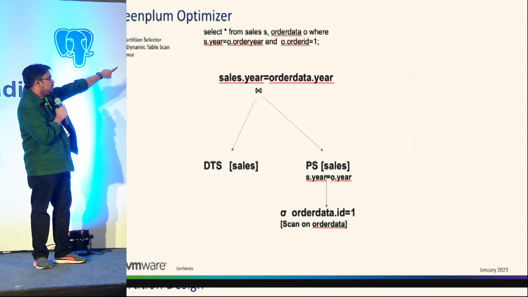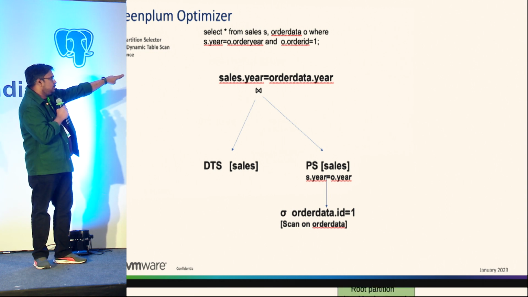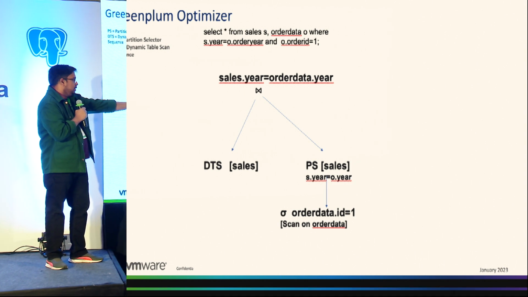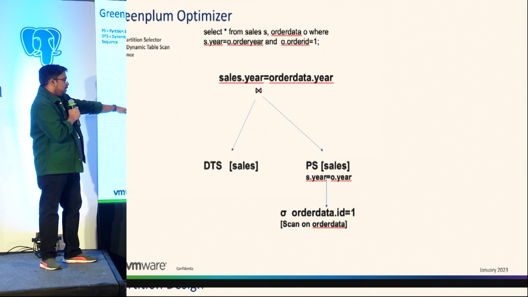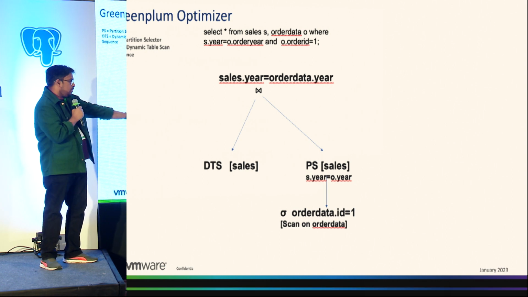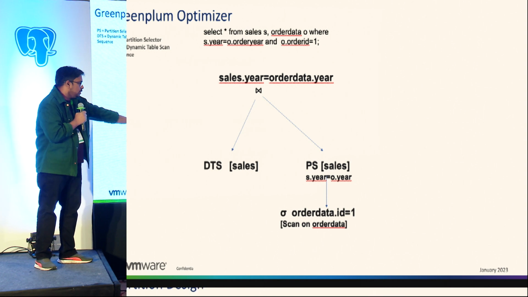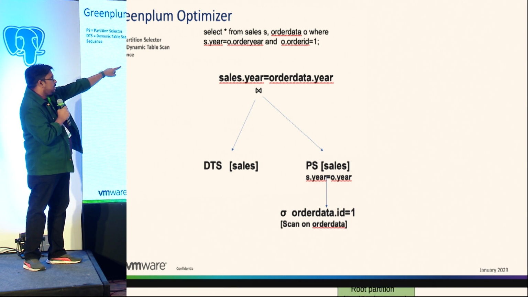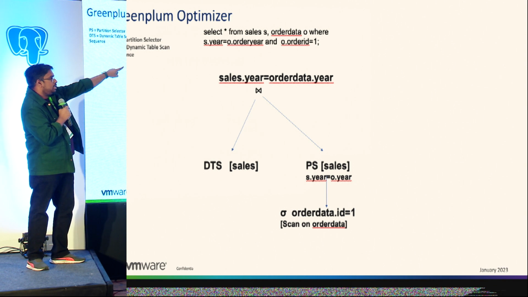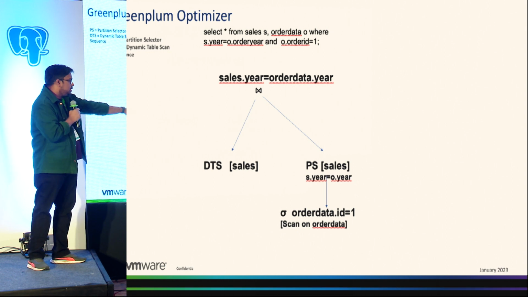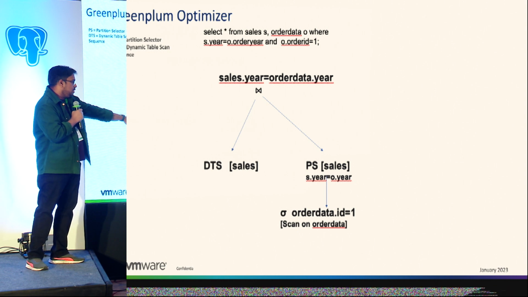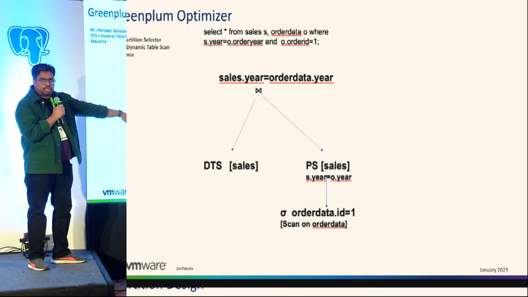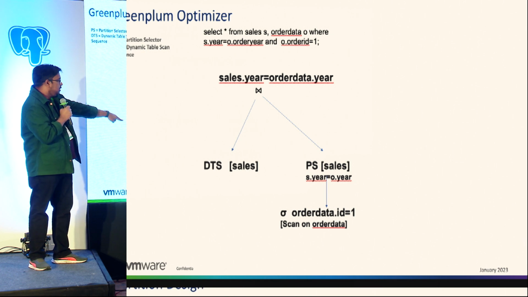The moment you encounter the join, which is a hash join on the sales and order data tables, the join starts to look at your sales table and your order data table. It knows that order data is not a partitioned table, so it does a simple table scan on it. It knows that there is a predicate on your order data table, so it does a select, which is the algebraic form of a filter, and does its filtering on the order data table at the very first level.